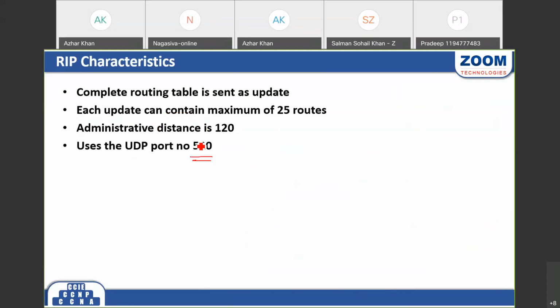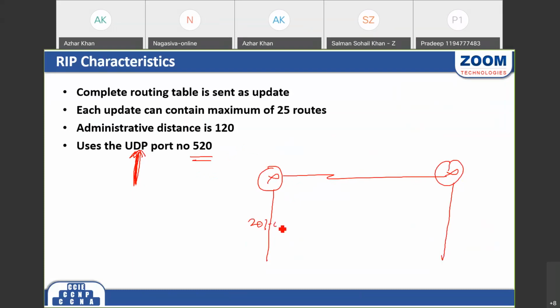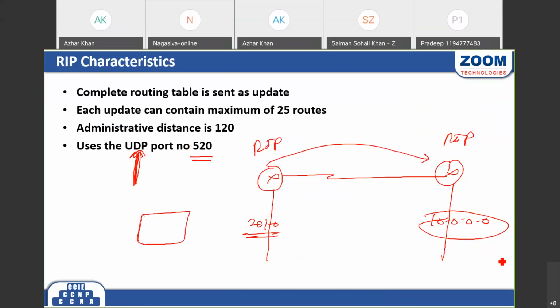What is the nature of RIP? It works on UDP. It is a UDP protocol. This is our 2 routers, the 201.0 network, and this is the 10.0.0.0 network. For example, we enable RIP here, here also RIP. So what will RIP do? It will send an update every 30 seconds. So our router will send an update here, then this routing table will get updated, and this router will send an update here.